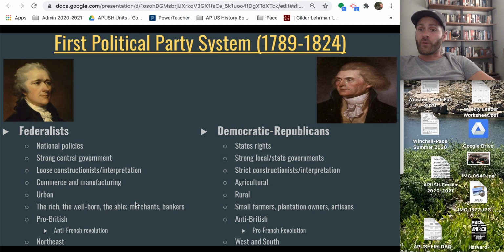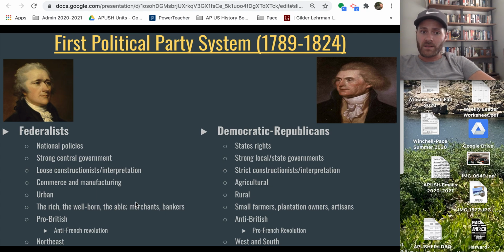They're going to be, on foreign policy, pro-British. They want to keep us close with England because Hamilton and his supporters argue that England's political system and economic system is strong and effective. We should follow that. And we're going to see their geographic support in the Northeast, like New England, New York, Massachusetts, etc., where we see industrialization taking place.